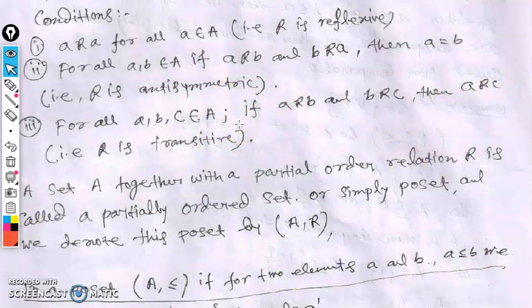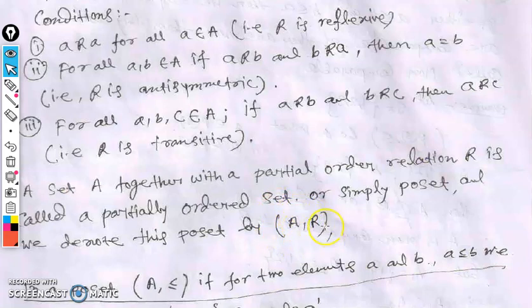If a relation R satisfies all these three properties, then we say that the relation is a partial order relation. A set A together with a partial order relation R is called a partially ordered set. That means if we consider a set A where R is defined as a relation, and this relation satisfies all three conditions, reflexive, anti-symmetric and transitive, then this set forms a Poset with respect to this relation. It's very important.